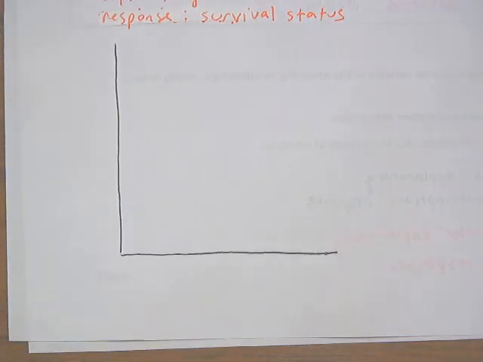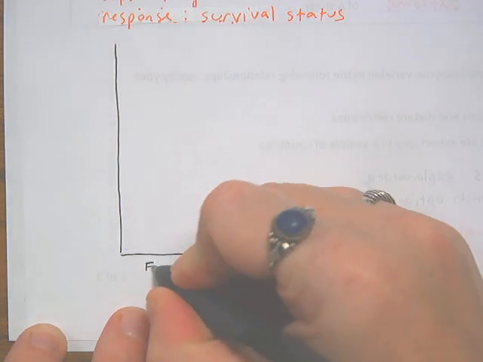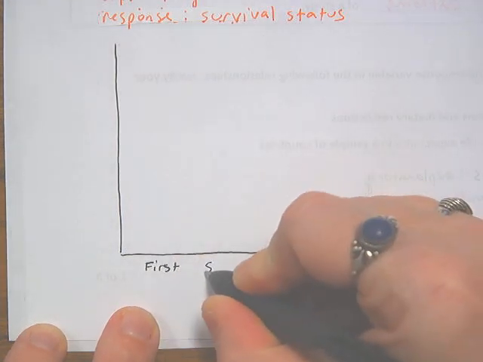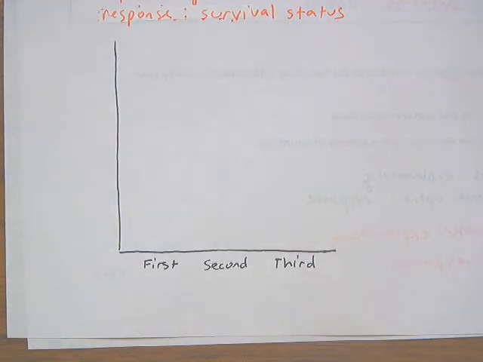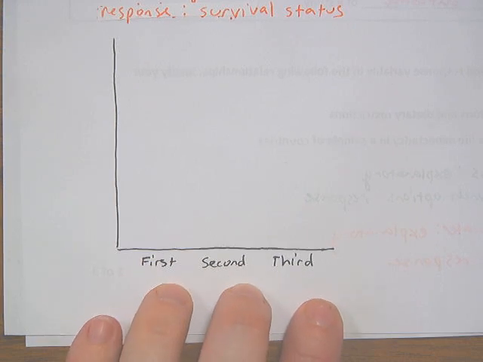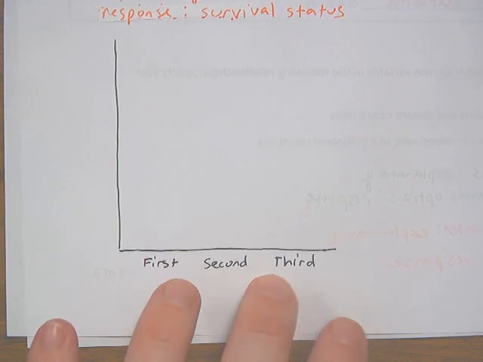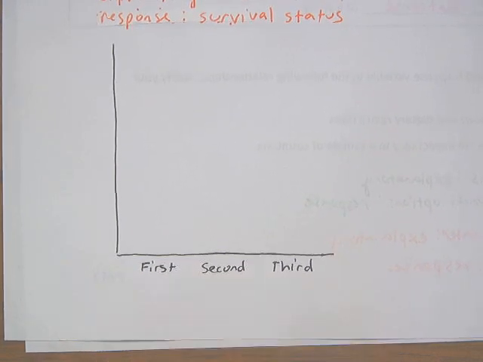Up there at the top of the page, it says draw and label the axis, and the explanatory variable goes on the horizontal. So here's what I now know. I'm going to have a bar for first class, a bar for second class, and a bar for third class, because class of travel was the explanatory variable. That's what goes down here. I'm not going to put survived and died because that's the response variable.